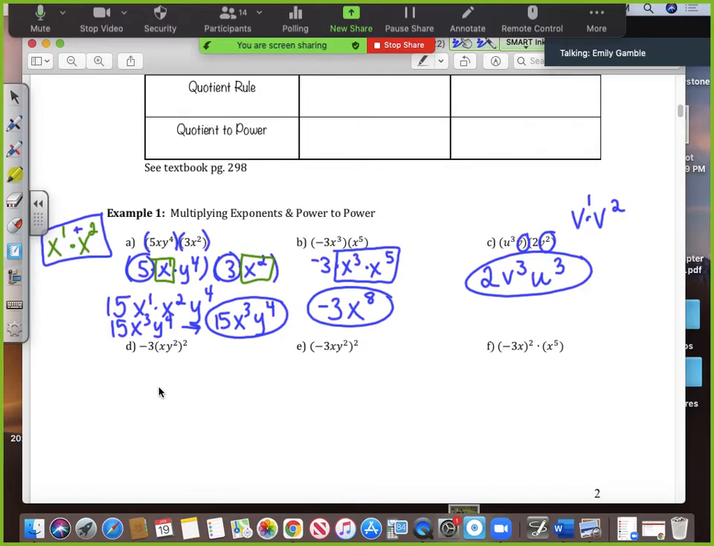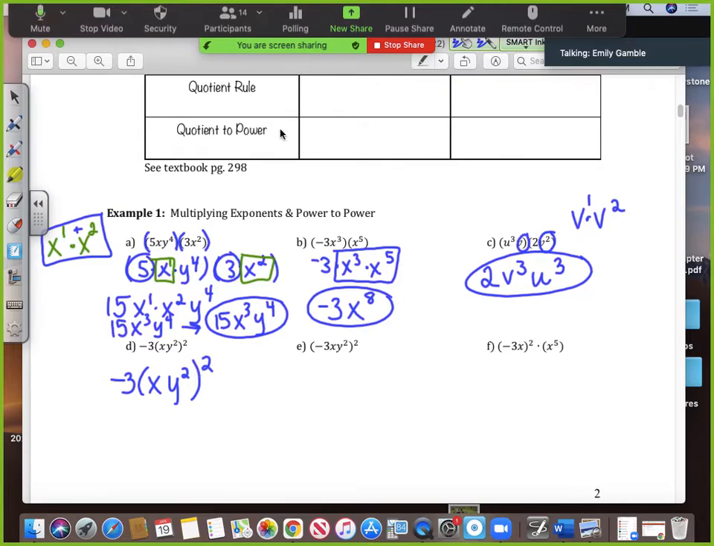Okay. Moving on to letter D, we're going to do these together because these are different. Letter D says -3 times xy squared all to the power of 2. This is the first example where we have to use a different rule. We have to use the power to power rule for this problem because the entire product of xy squared is being raised to a power of 2 here.